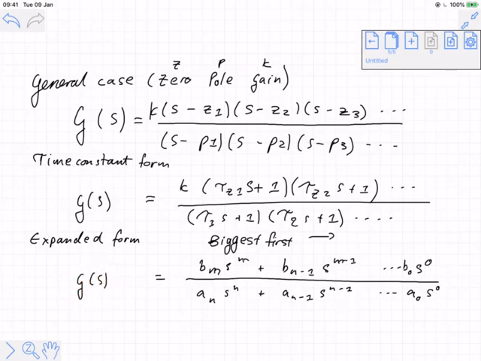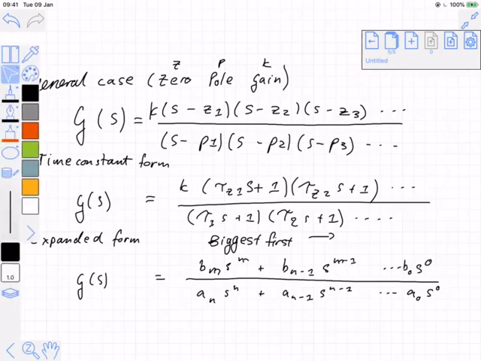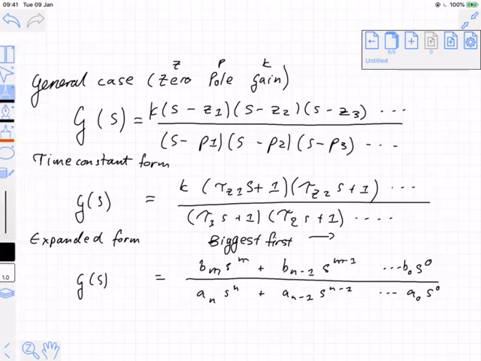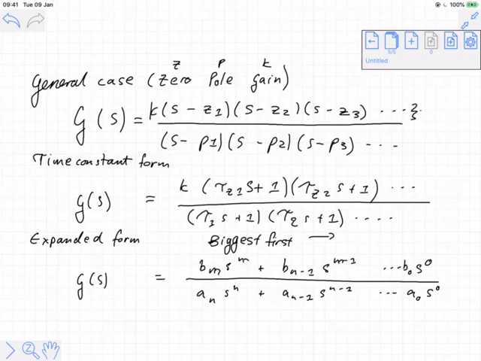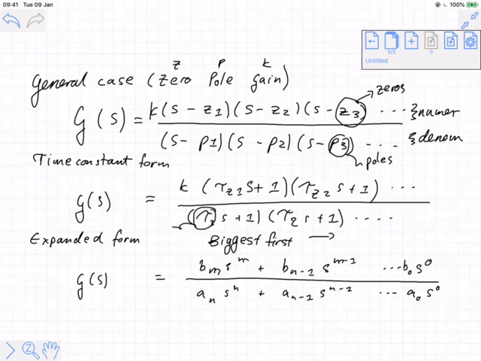So those are the parts. So let's just run through them again. So we have the numerator, we have the denominator, these things are called zeros, these things are called poles, these things are called time constants, and these things are called coefficients.